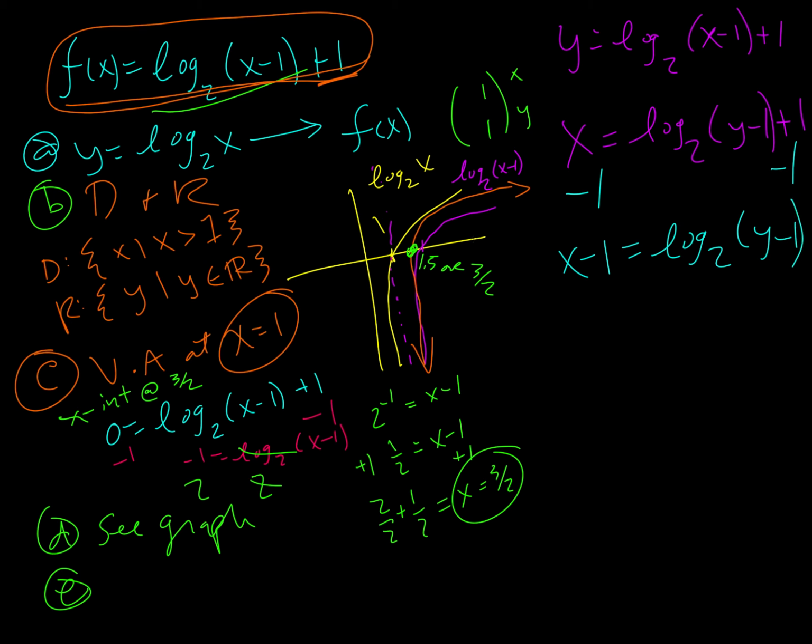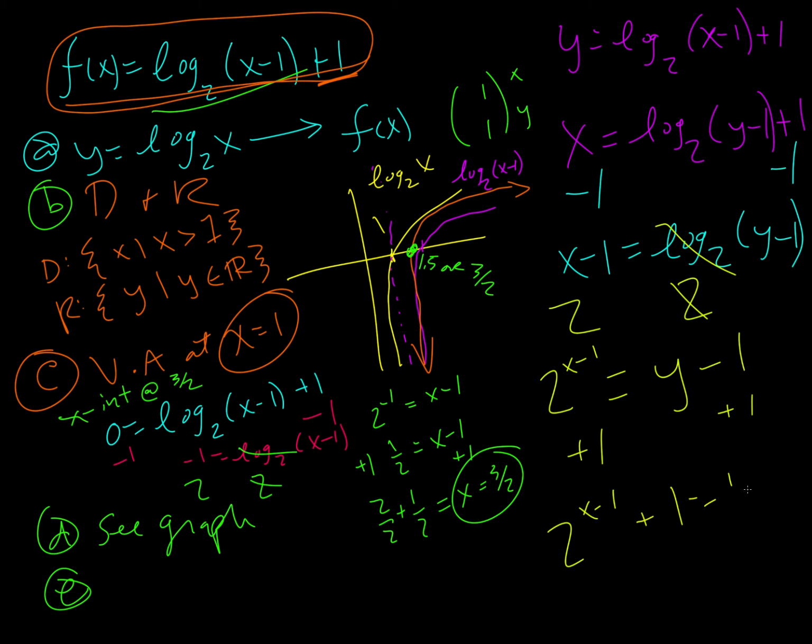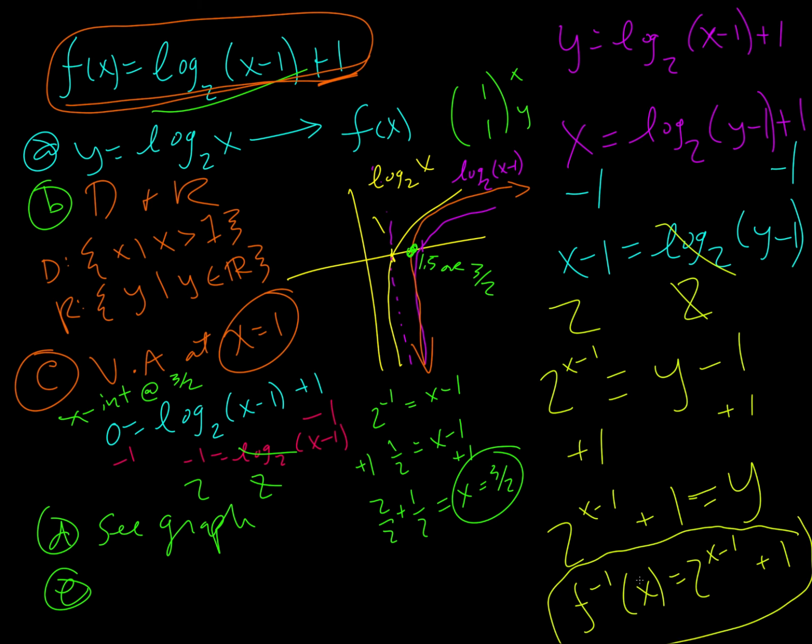Now we want to get rid of the log base 2, so we big 2 both sides. Log base 2 cancels, and we get 2 to the x minus 1 equals y minus 1. Then we add 1 to both sides: 2 to the x minus 1, plus 1, equals y. The final thing is we have to write it in functional notation, so I just changed my y to f inverse of x, and that is the inverse of f of x.